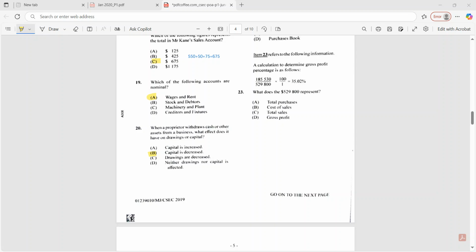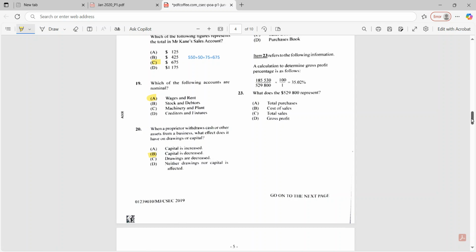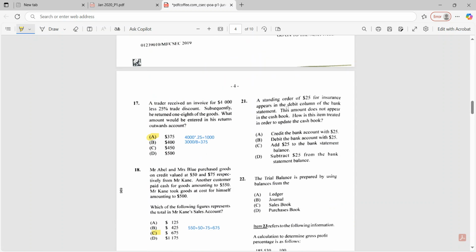Now, a standing order of $25 for insurance appears in the debit column of the bank statement. This amount does not appear in the cash book. How is this item treated in order to update the cash book? A. Credit the bank account with $25. B. Debit the bank account with $25. C. Add $25 to the bank statement balance. Or D. Subtract $25 from the bank statement balance. Alright, so if it's on the debit side, we know we need to put it on the credit side. So it's going to go on the credit side of the bank's account.